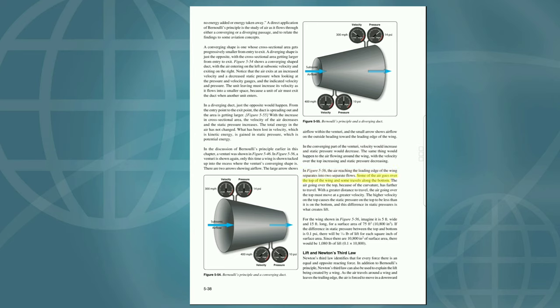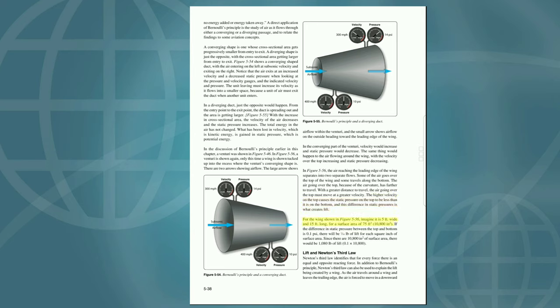Some of the air goes over the top of the wing and some travels along the bottom. The air going over the top, because of the curvature, has farther to travel. With a greater distance to travel, the air going over the top must move at a greater velocity. The higher velocity on the top causes the static pressure on the top to be less than it is on the bottom, and this difference in static pressures is what creates lift.